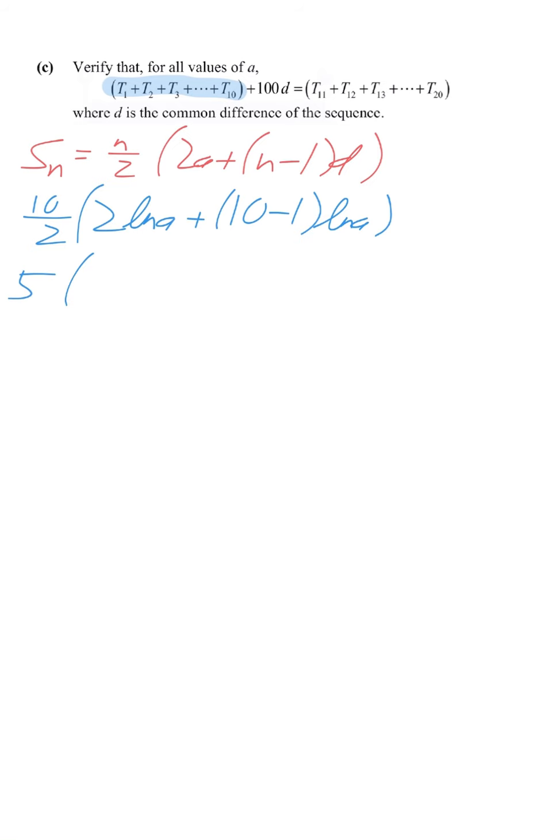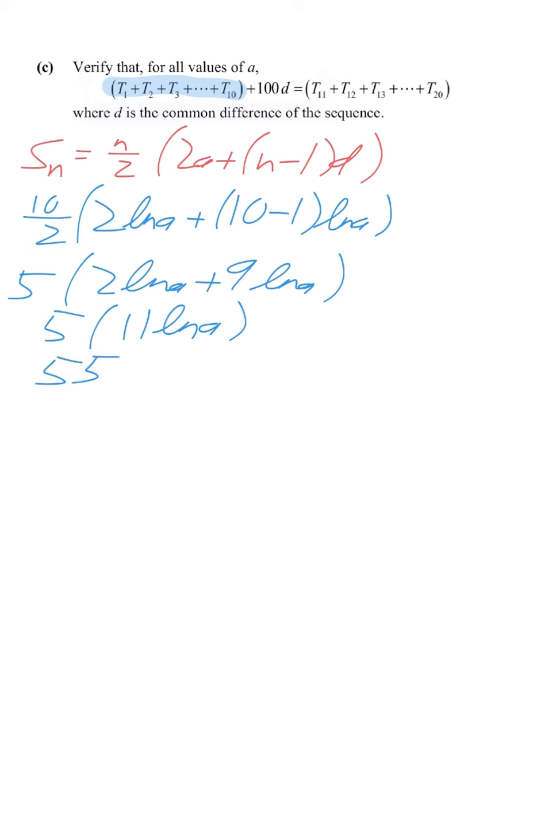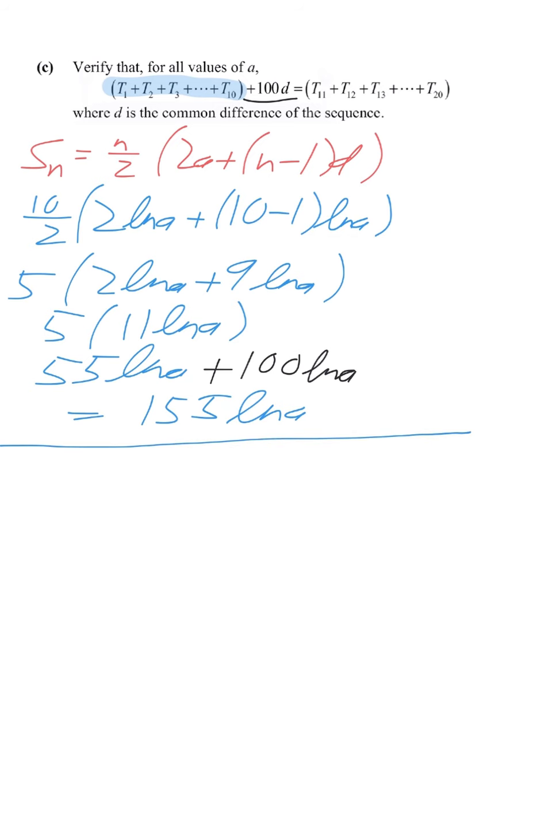So we'll have 5 now, 2 ln a plus 9 ln a. So that'll be 5 times 11 ln a. So that is 55 ln a. And don't forget to add in plus 100 times the difference. And the difference is ln a, which we worked out earlier. So this works out now as 155 ln a. Okay, so that's the first part.